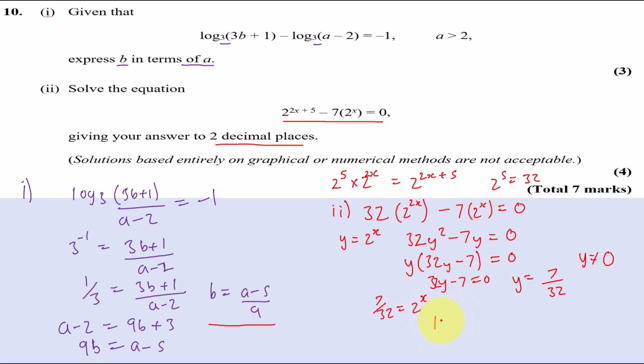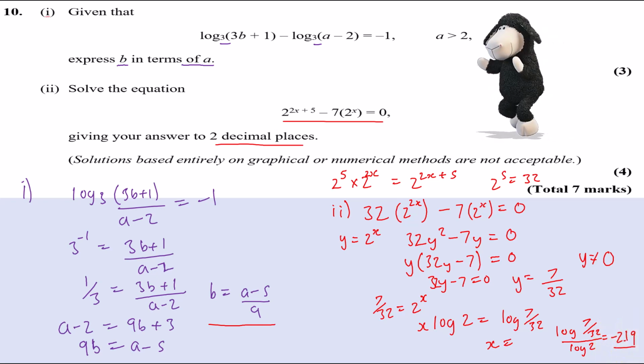So just have your writing out more clear than mine. So we're going to log both sides. That's log 2, bring the power down, equals log 7 over 32. So x equals log 7 over 32 all over log 2, which equals minus 2.19 to 2 decimal places. Done.